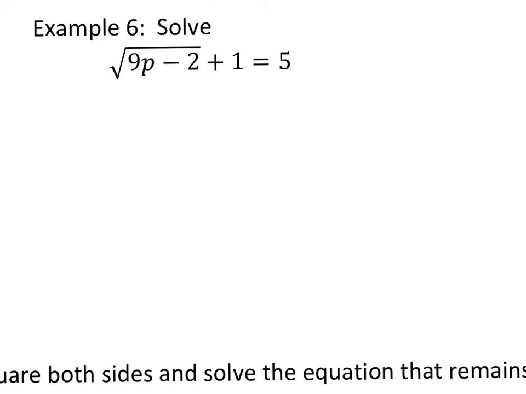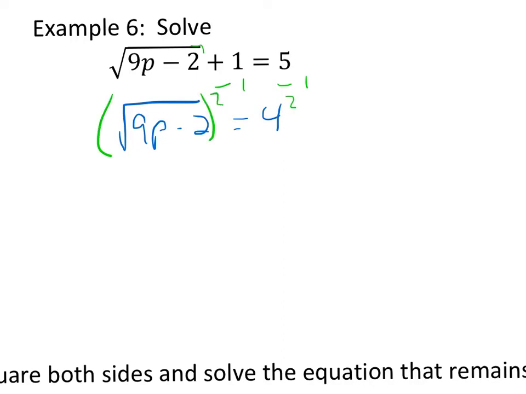We have to isolate it. Now this one's kind of tricky because it looks like this root covers everything, but again, the root only covers to the 2. So I need to move the 1 to the other side, which will give us 9p minus 2 inside the root equals 4. Now we can go ahead and undo the root by squaring both sides. Don't forget to do both sides. Now that will give us 9p minus 2 equals 16.